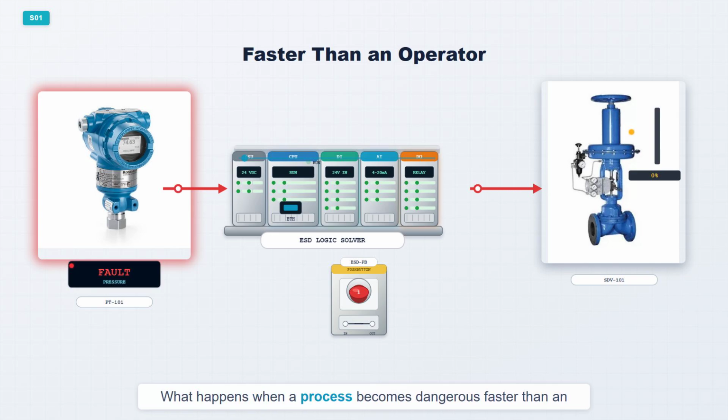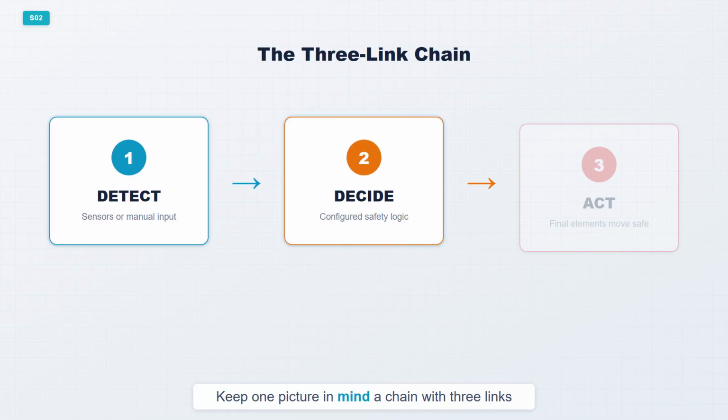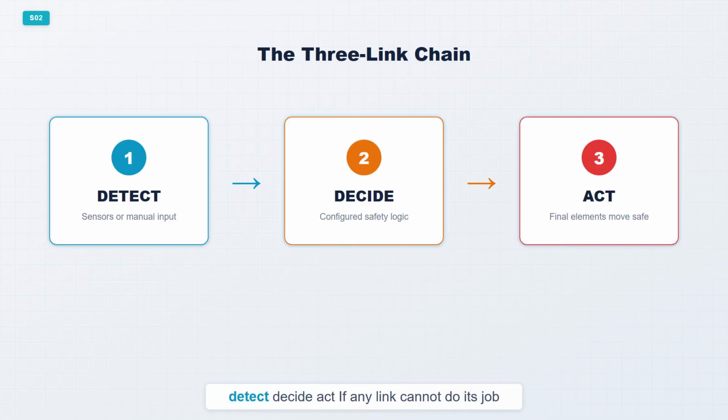What happens when a process becomes dangerous faster than an operator can react? An emergency shutdown system, or ESD system, is designed to recognize that condition and drive the plant toward a predefined safe state. Keep one picture in mind: a chain with 3 links: detect, decide, act. If any link cannot do its job, the shutdown may not succeed.